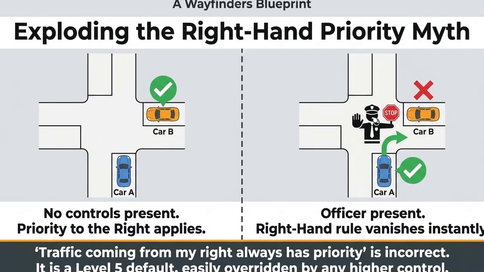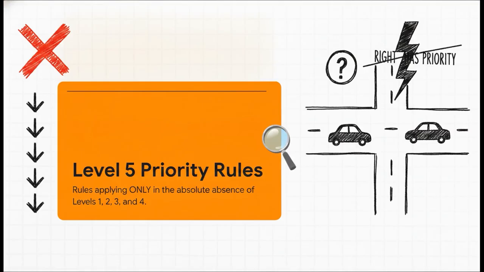The moment a level 1 officer is present, the so-called right-hand priority myth, it just vanishes. Poof. Sure, in a scenario with 0 controls, the car on the right gets priority. But if an officer is standing there signaling the other car to move, the fact that a car is on the right doesn't matter even a little bit. The highest authority commands the intersection. Period. So the really crucial takeaway here is this strict definition. Level 5 rules, like right-hand priority, only kick in when every single higher level of control is missing. The idea that traffic from the right always has priority is actually a pretty dangerous myth, mostly because of that word always. It's just a default, and defaults, as we've seen, are absolutely meant to be overridden.